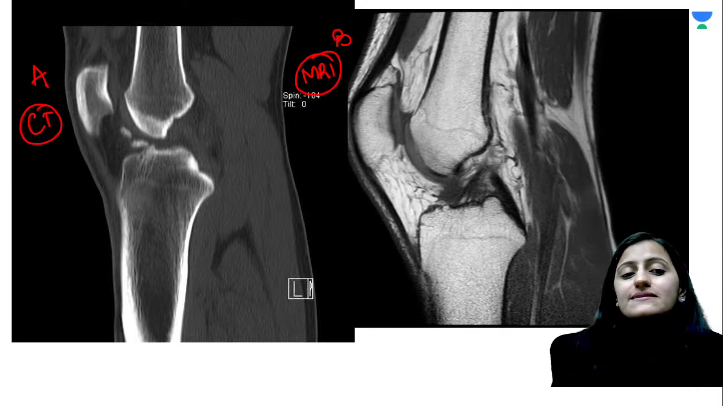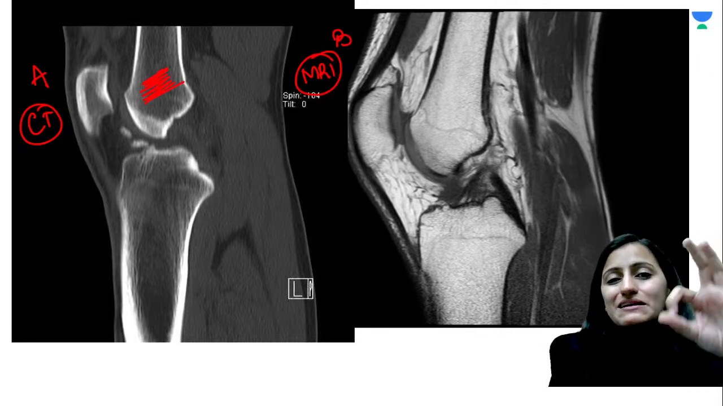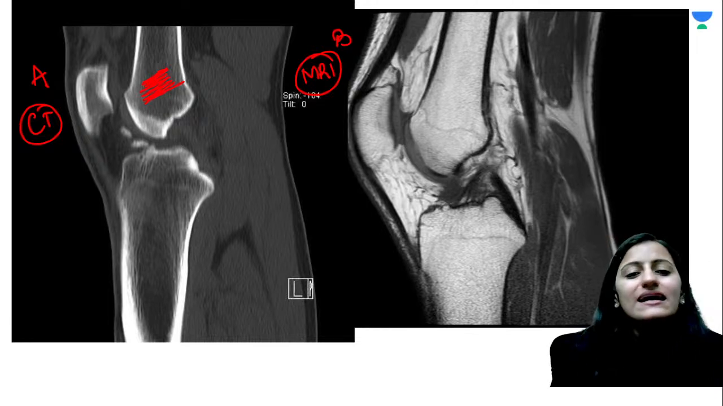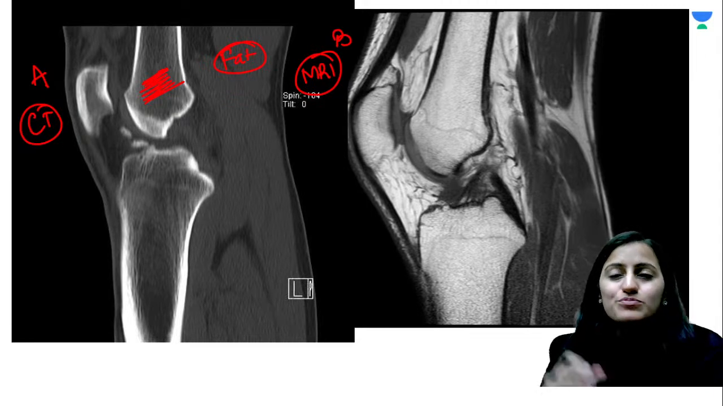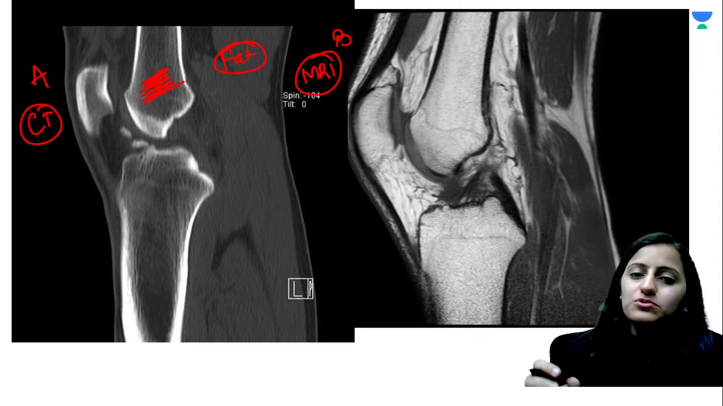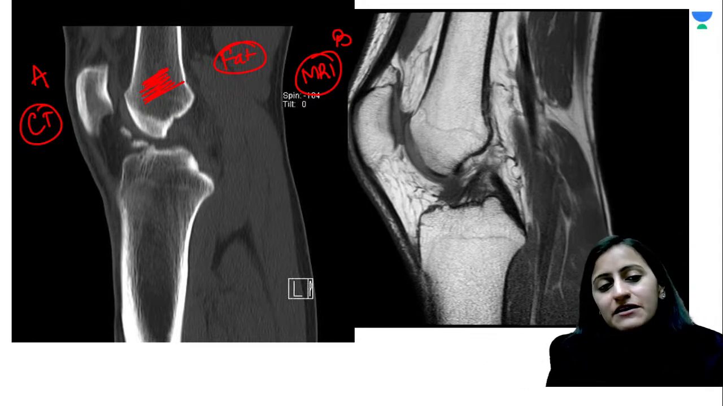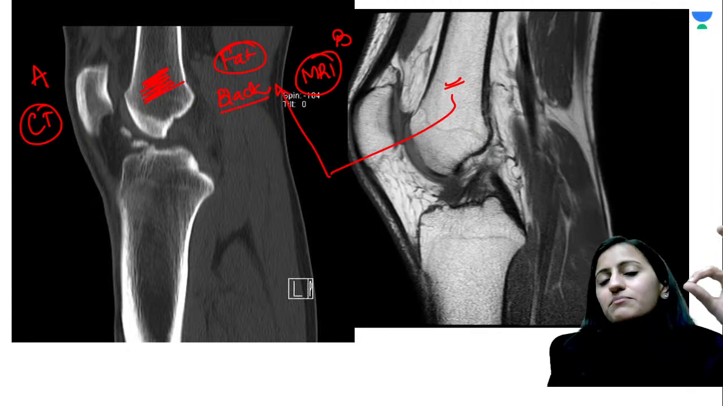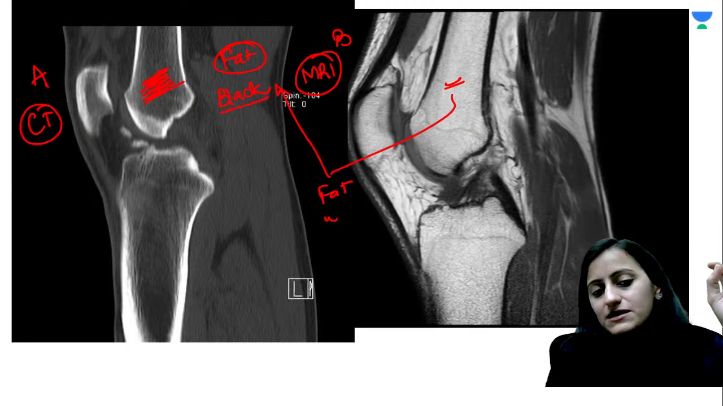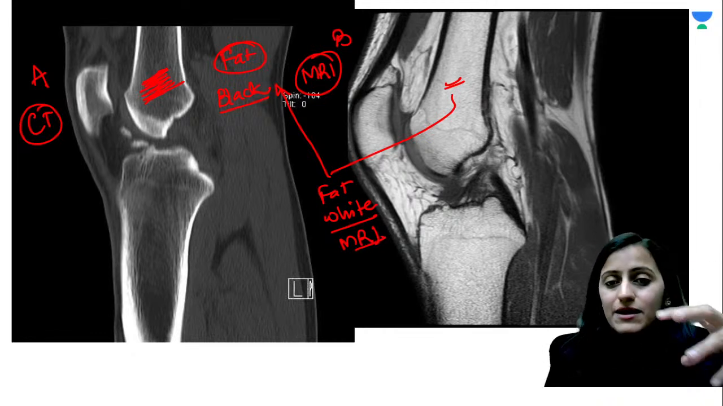Now, why is the inner part of the bone appearing black here in the CT scan? Again, the same concept. It is fat. Bone marrow could be red marrow, it could be yellow marrow. If it's a yellow marrow, fat appears black on CT scan. This is the fat in the marrow. Fat appears white on MRI, T1 and T2 weighted MRI.